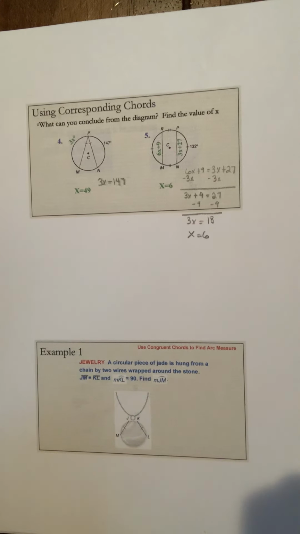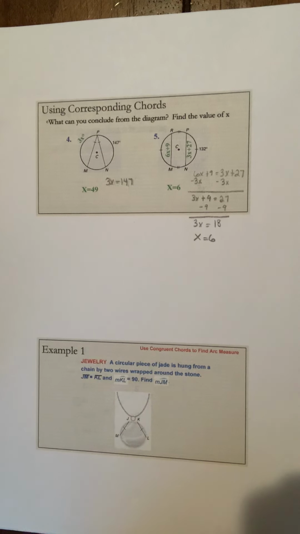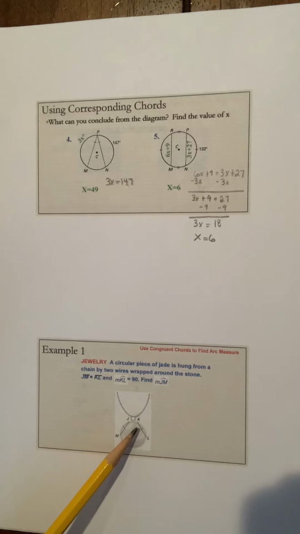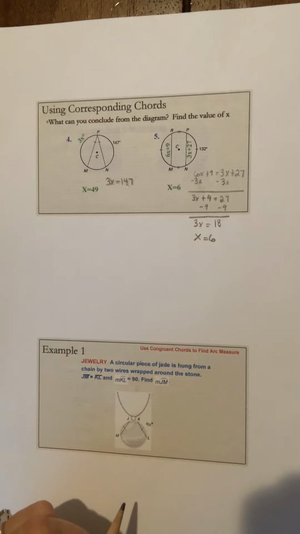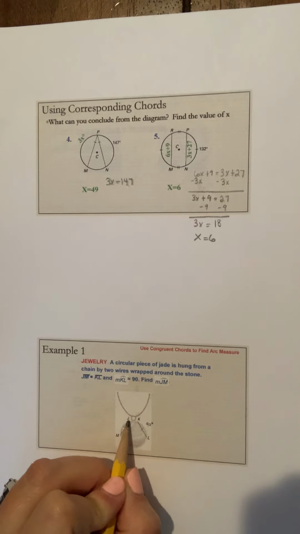All right, now the next example is just a little word problem, but it's not difficult. It says a circular piece of jade is hung from a chain by 2 wires wrapped around the stone. JM, maybe pencil would be better. JM is congruent to chord KL. The measure of arc KL is 90, okay? So that arc is 90 degrees, and they want me to find the measure of the arc JM.